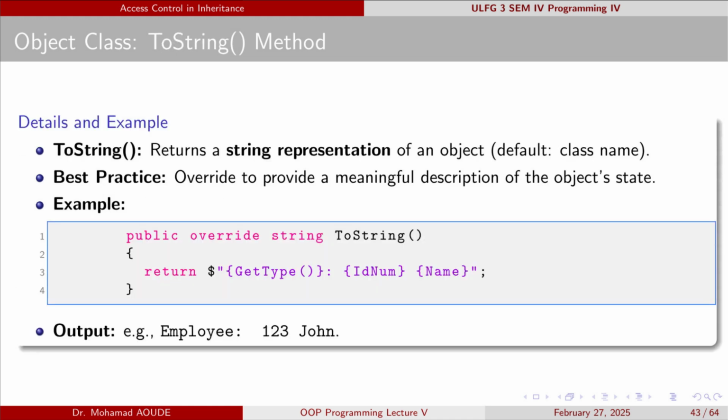By default, ToString returns the class name, not very helpful. When you override it, you give meaningful, human-readable output. Example: public override string ToString will print class Employee, ID number, name. Now every time you print that object, it tells a story, not just a type name.